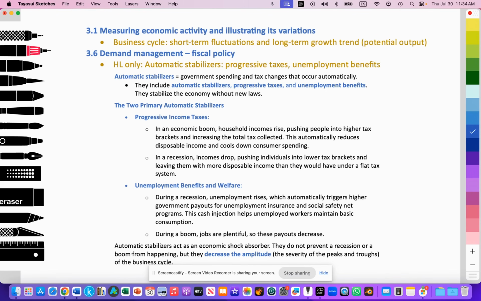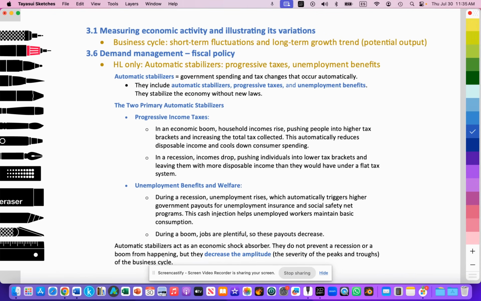All right, so here we can summarize that automatic stabilizers are a kind of economic shock absorber during the up and down sides of the business cycle. They do not prevent a recession or a boom from happening, but they do decrease the amplitude of the business cycle, the severity of the peaks and troughs of the business cycle.